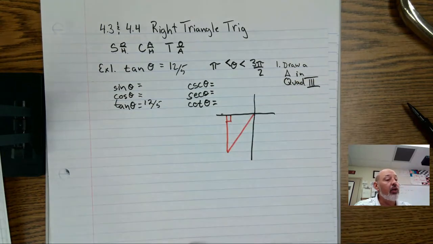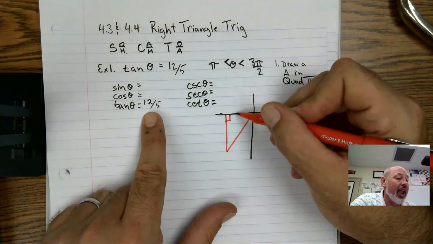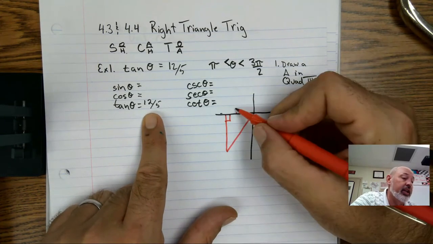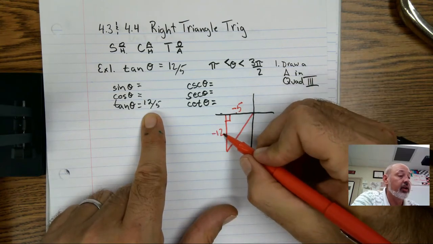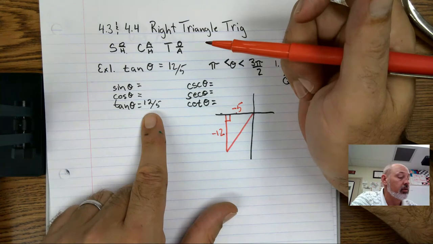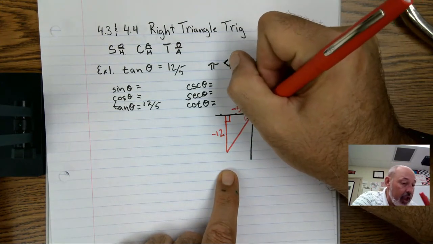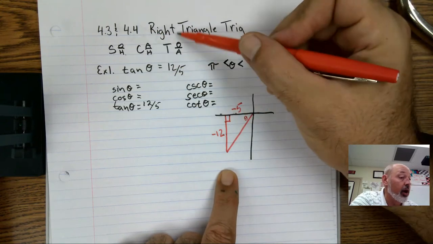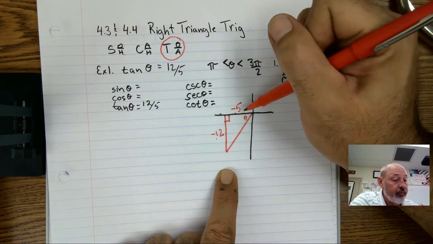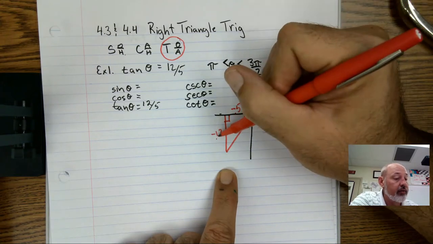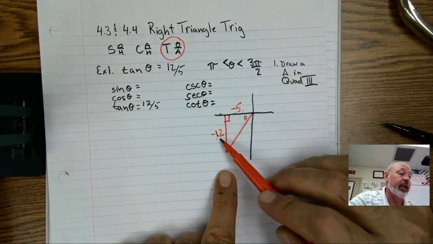Now, I know that the tangent is a positive 12 over 5. However, both my x value and my y value are negative. So I know that's negative 5 and that's negative 12. How do I know that? Well, this is my angle, and given SOHCAHTOA, TOA is opposite over adjacent. Opposite that angle is the 12, adjacent is the 5. So it's got to be negative 12 over negative 5.